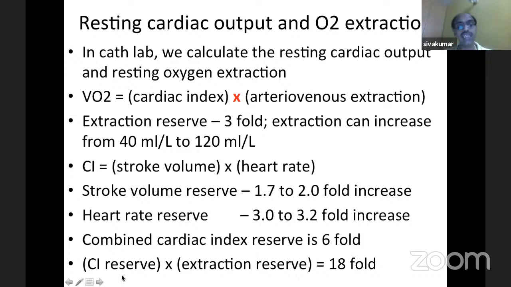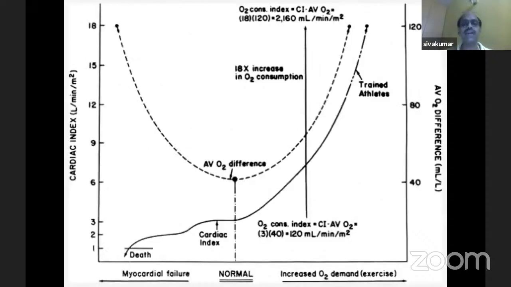So cardiac reserve of 6 into extraction reserve of 3, 18-fold is the VO2 reserve, or in other words, oxygen consumption reserve. Why are we talking about all these numbers now? This is the utility. At a normal condition, when we have a cardiac index of about 3 liters, we will be taking an arteriovenous oxygen extraction of only about 40 ml.